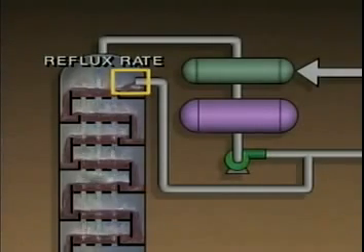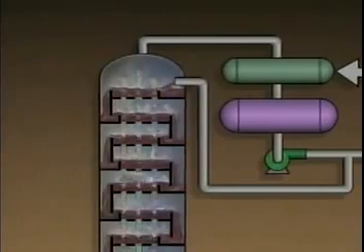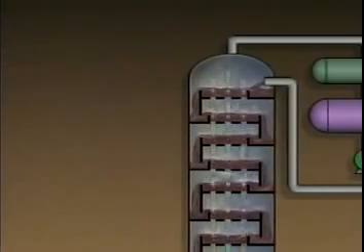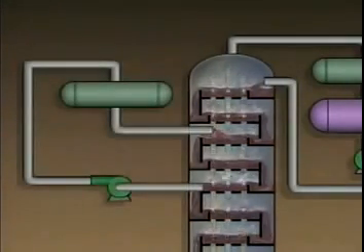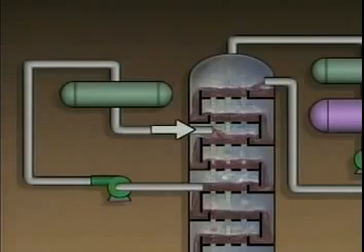Increasing the reflux rate decreases the temperature at the top of the tower. Some distillation systems contain equipment known as pump-arounds. The purpose of a pump-around is to remove hot liquid from the tower and pump it through a cooler. The cooled liquid is then reintroduced at a higher level in the tower. A pump-around helps control the temperature of the internal reflux.